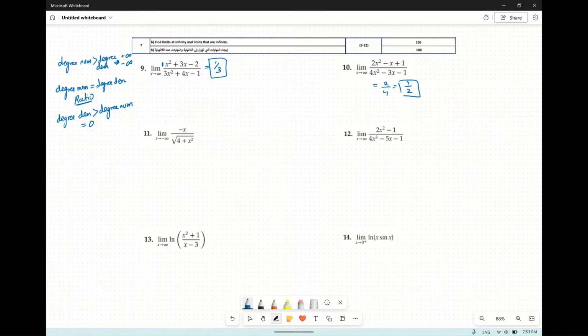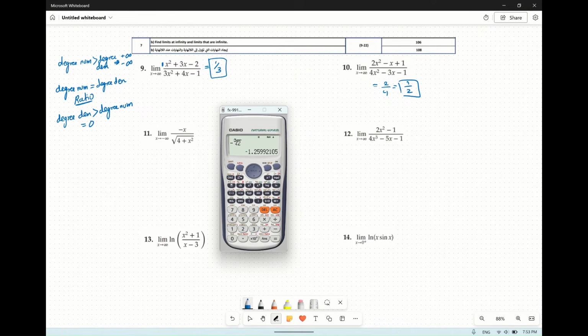Now, both of these questions can be done using the calculator. How can I find the limit using the calculator? All you need to do is write the function as it is. So here I will just write the function 3x squared plus 4x minus 1. Now I will click calculate. Now where is x going? It's going to positive infinity. So I am going to put a very large positive number and I will click equal. What did the calculator give me? 1 over 3. That's it.